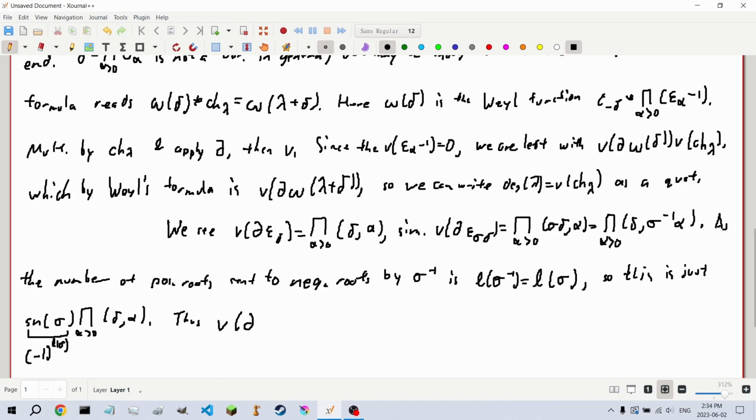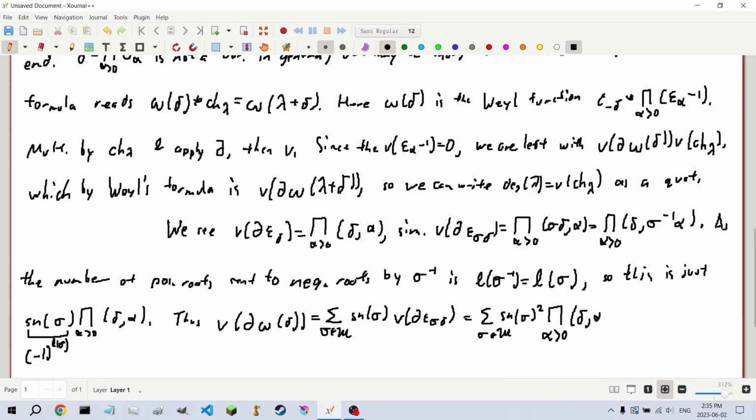That's the Weyl differential of omega of delta, which is the sum over the elements of the Weyl group of the sign of our reflection times the exponential of sigma delta, which is the sum over sigma in W. Then right here, the sign of sigma squared, which is now just 1, disappears, times the product over the positive roots of the form of delta with alpha, which is the cardinality of the Weyl group.